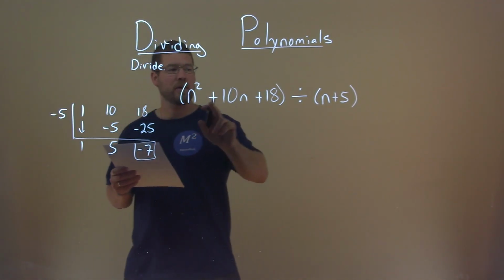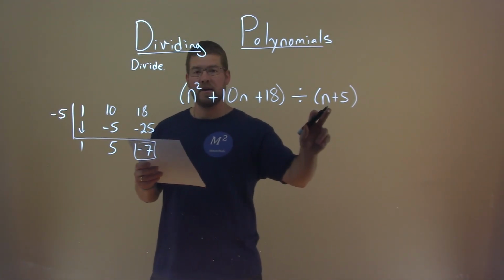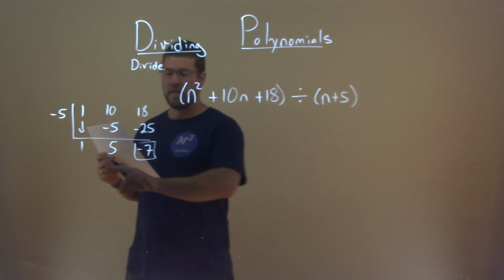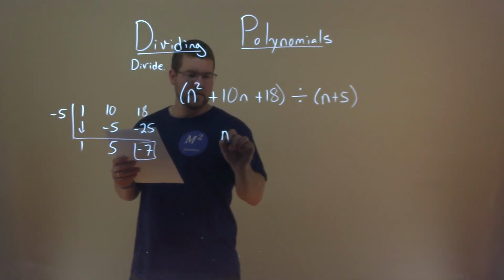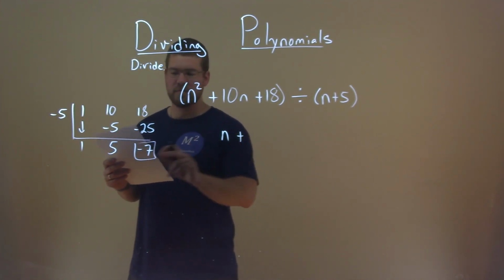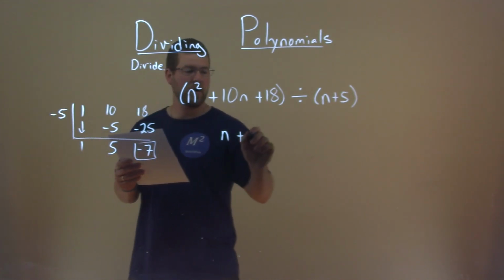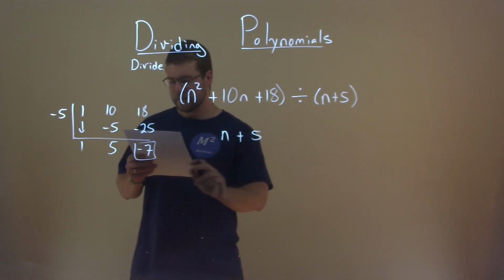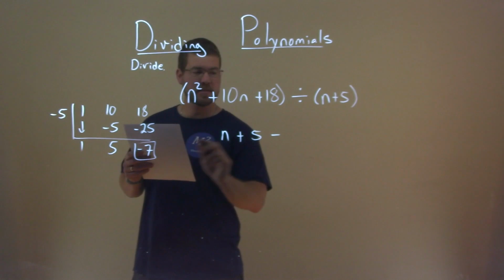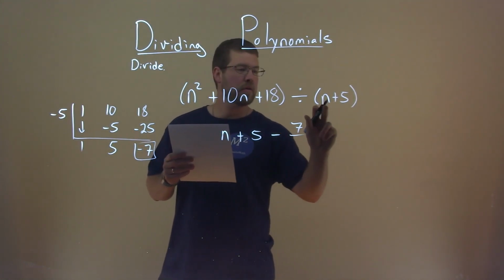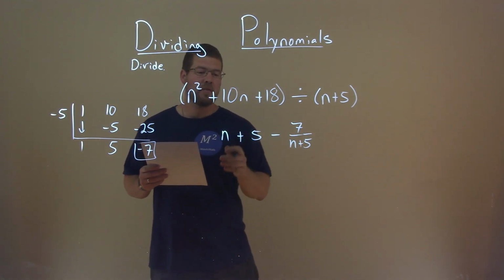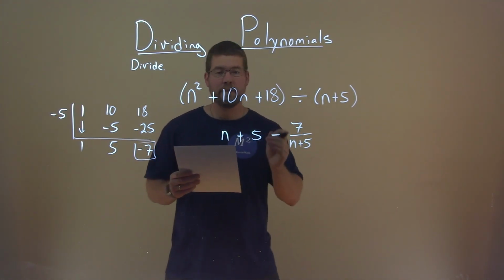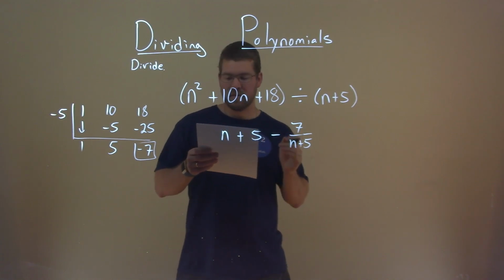Well, n squared divided by one of the n's gives us the highest power of n to the first power. And that's where we start right here. So we have 1n, let's write the n, plus, going down the line, a 5, minus our remainder, 7, over what we're dividing it by, n plus 5, and that's it. Our final answer is n plus 5 minus 7 divided by n plus 5.